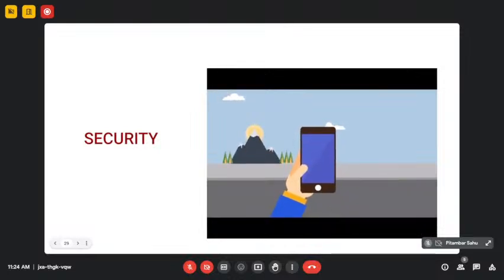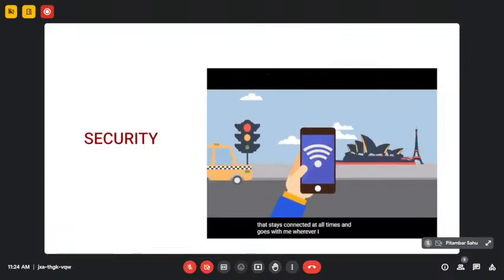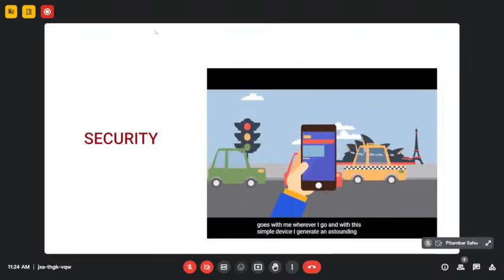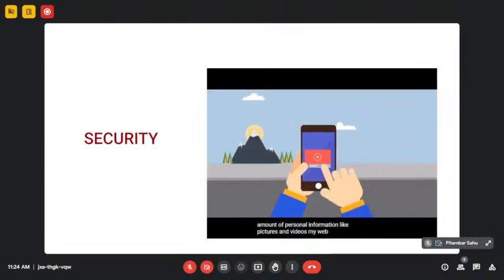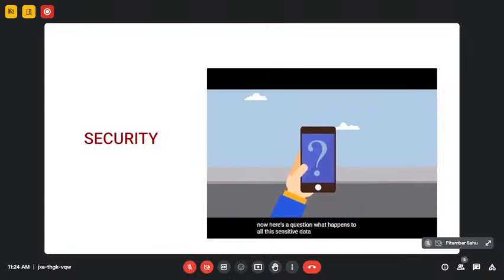This is called a smartphone, but it's actually a multi-purpose pocket computer that stays connected at all times and goes with me wherever I go. And with this simple device, I generate an astounding amount of personal information, like pictures and videos, my web browsing habits, GPS locations, financial information, and even health information. Now, here's a question. What happens to all this sensitive data?